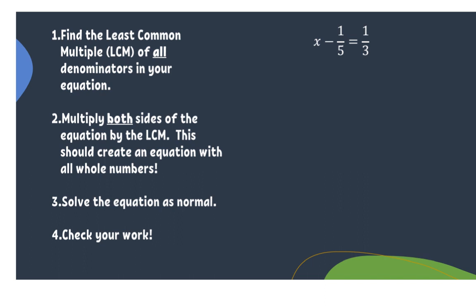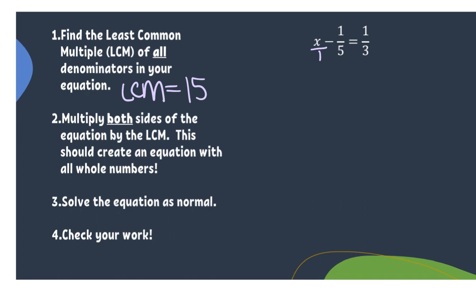If you look, we have 1/5, we have a denominator of 5. 1/3, we have a denominator of 3. But there's an invisible one in here, and that's going to be underneath our x, because any whole number actually has a denominator of 1. And that's super important to remember when we're doing this. So to find the least common multiple of all my denominators, I'm going to look at my values of 1, 5, and 3. The smallest multiple for all three of those values is 15.